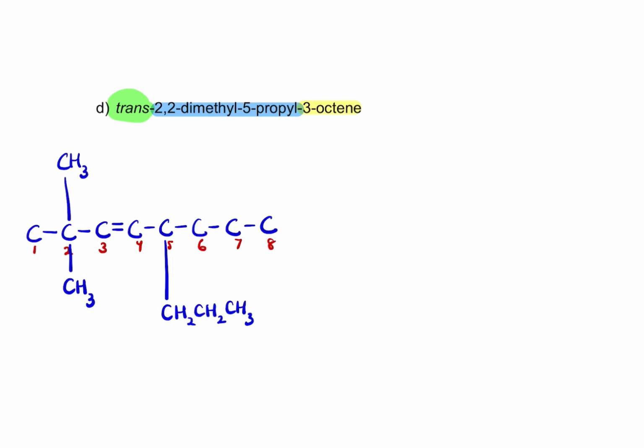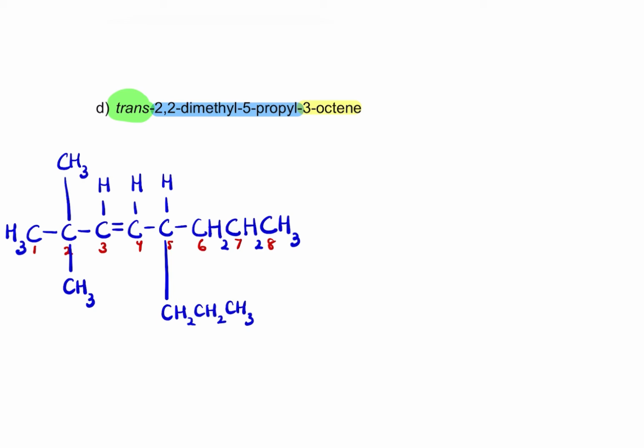So starting from carbon number 1, CH3, carbon 2 already complete. Carbon 3 and 4, you got one more hydrogen left. So hydrogen, hydrogen. And carbon number 5, one more hydrogen. Carbon number 6, I got 2 hydrogen. Number 7, 2 hydrogen. And number 8, 3 hydrogen. So the form will be like this for the normal structure of D without trans.